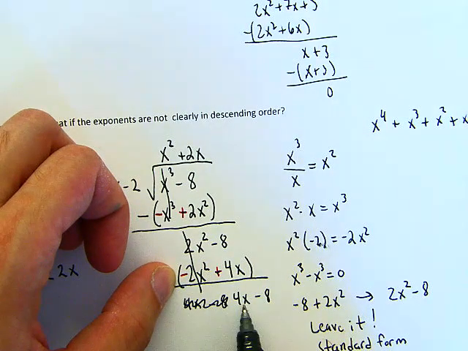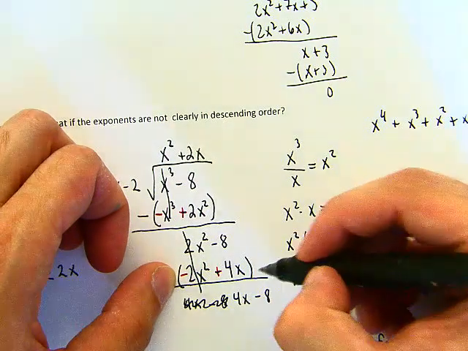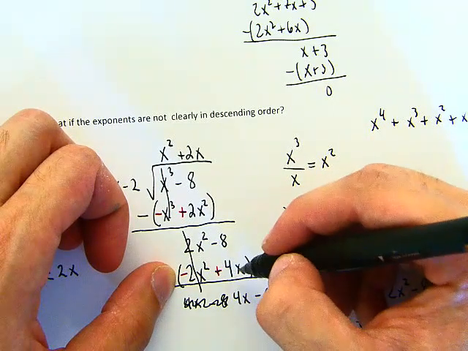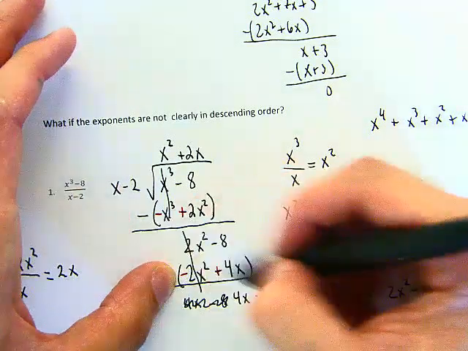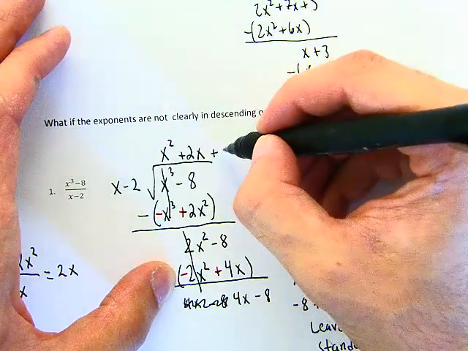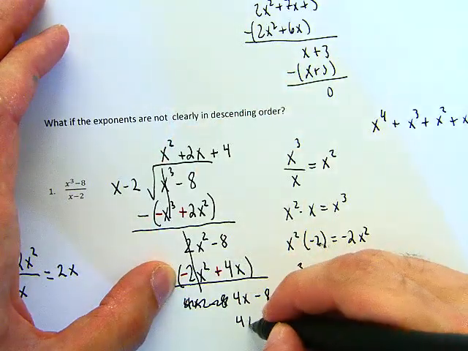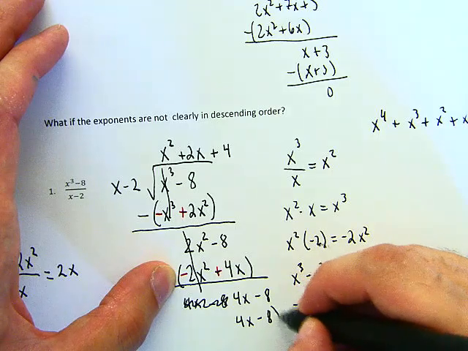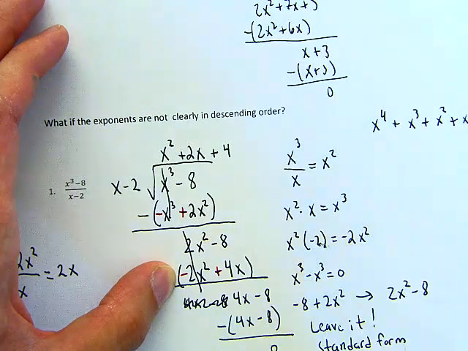Okay. So you see, you can't combine these two, so you just leave it like this. And then how do you finish it up? How many times does x go into this 4x? It goes in 4 times. So 4 times x is 4x. 4 times minus 2 is minus 8. Parentheses, subtract, and you get 0.